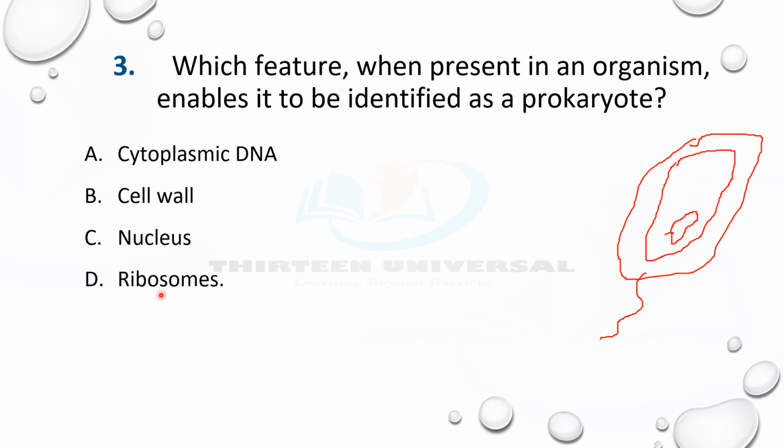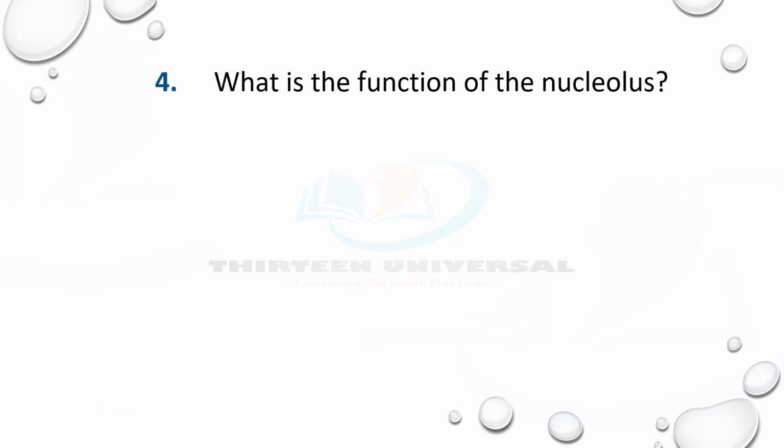Ribosomes, you may not be able to use, because they have 70S ribosomes and 80S ribosomes, and those ribosomes can as well be found in eukaryotes. The only thing that can identify them, discretely from other organisms like eukaryotic cells, is cytoplasmic DNA. So the answer, of course, is A. Let's go to number 4.